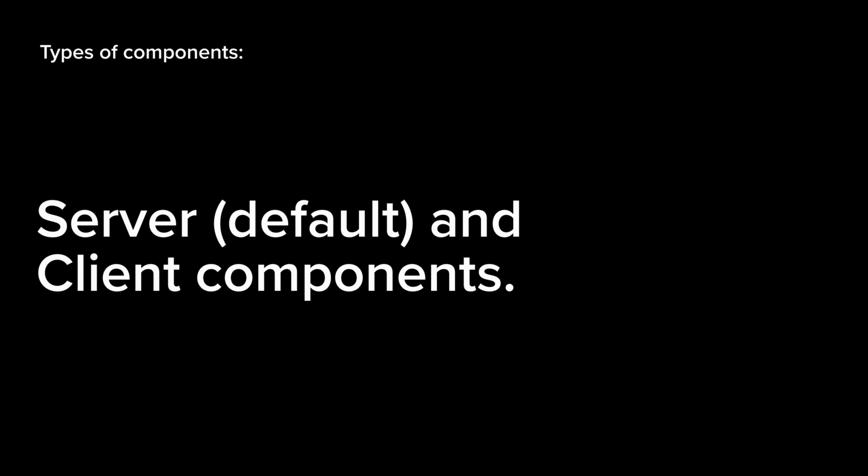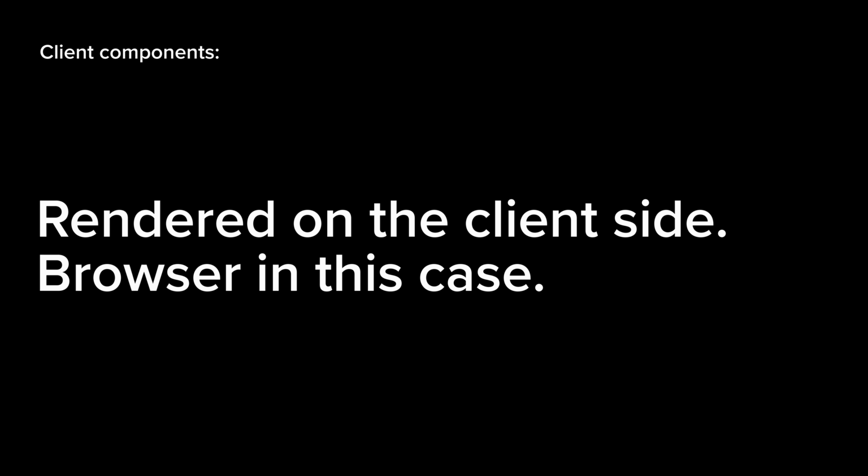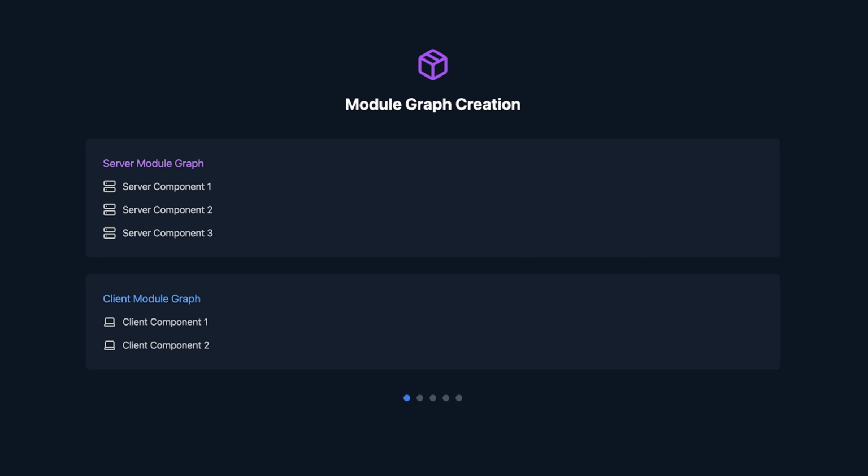create your Next.js application. In very simple terms, client components are rendered on the client side, and in the context of Next.js, client simply means browser. Server components get rendered on the server. Here's how Next.js processes these components. For each type of component, Next.js creates a module graph. The server module graph contains all the server components, and the client module graph contains all the client components.